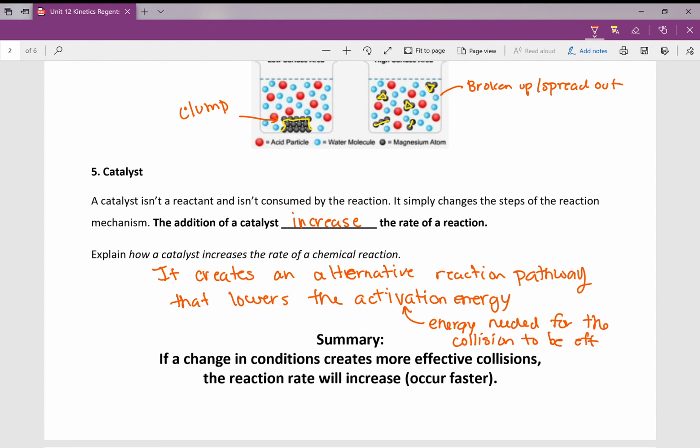Okay, if they need less energy, there's a higher probability that they're going to be able to react when they collide. All right, so you need to know, just to summarize the collision theory, what makes a collision actually result in a reaction, and then the 5 ways to either speed up or slow down a reaction. And just keep in mind, if those conditions for a reaction create more effective collisions, the reaction rate is going to increase or occur faster.